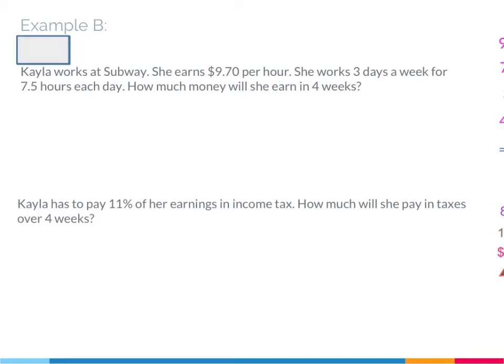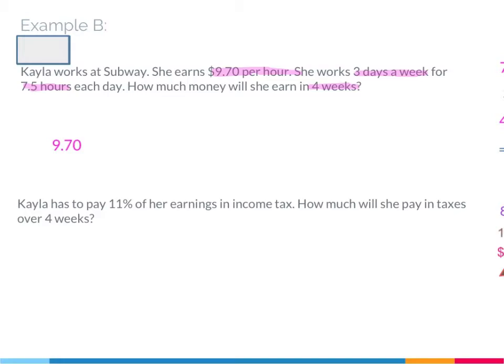So let's break this problem down and pull out the important information. So she earns $9.70 per hour. That's important. She works 3 days a week. Also important. She makes 7.5 hours each day. And how much money will she earn in 4 weeks? All important pieces of information. So let's start with how much she makes each hour. She makes $9.70. So now, if I know that's how much she makes in 1 hour, I need to figure out how much she makes in 1 day.